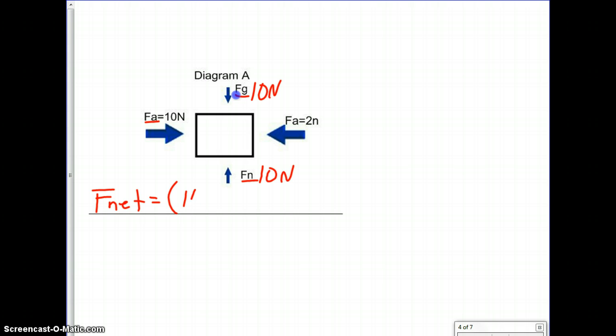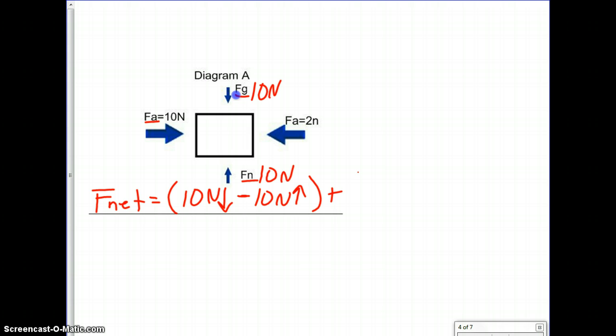So we have F of G, which would be our 10 newtons down. I like for you right now to show me that down arrow to prove to me that you understand that forces not only have a magnitude, but they also have a direction. We're going to subtract from that our F of N, which happens to be 10 newtons up, and then we're going to combine the rest of our forces.